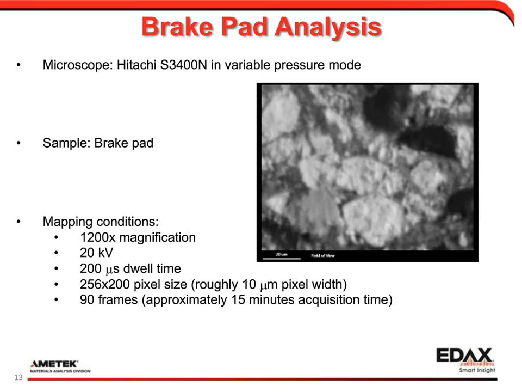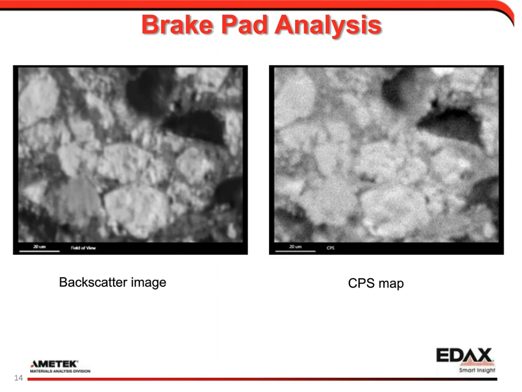So what do we get? Again, backscatter image on the left. And when we collect maps in the team software, we get not only the elemental maps and the phase map, we also get a CPS map, or counts per second. What this map shows us is basically where do we get X-rays from. So brighter particles are things that have higher X-ray yield, and darker areas are where we don't see as many X-rays.